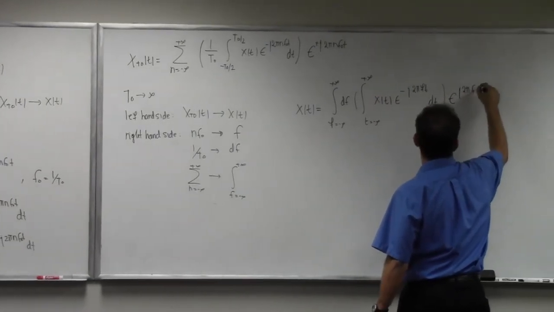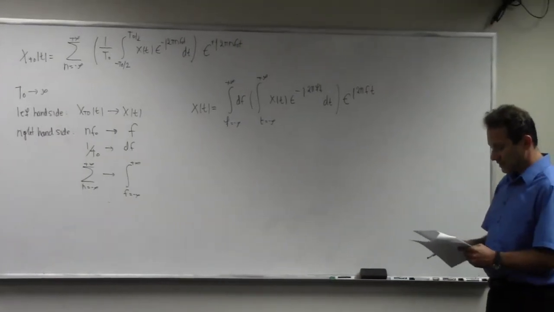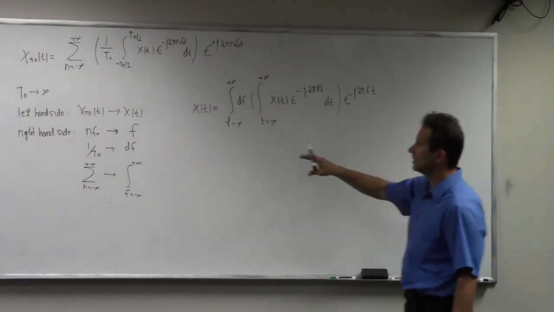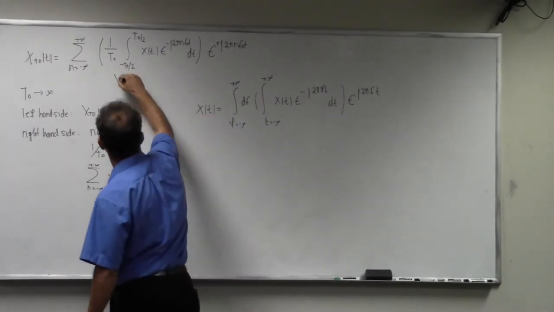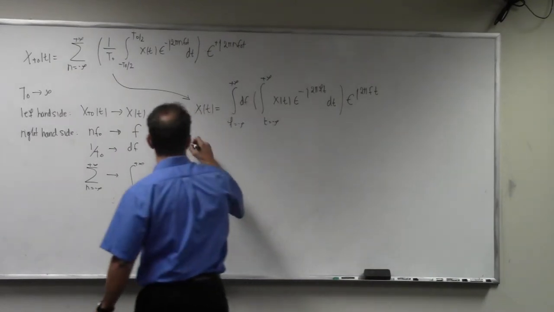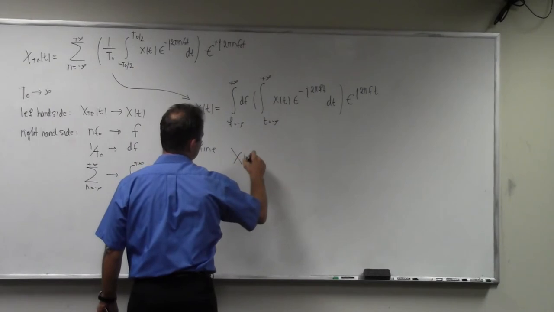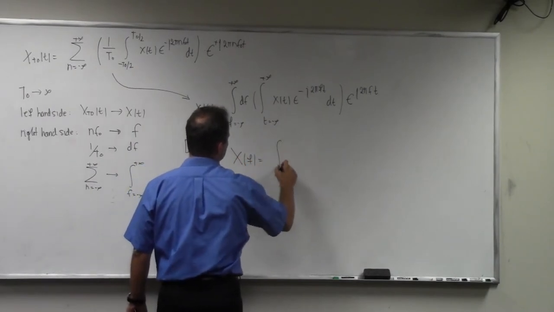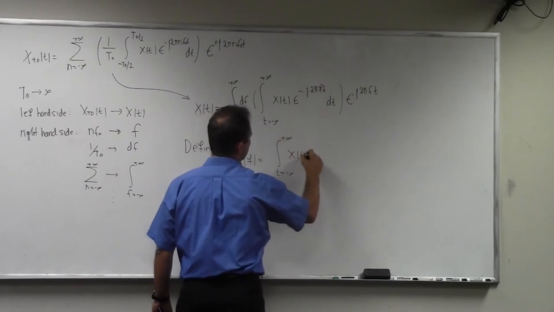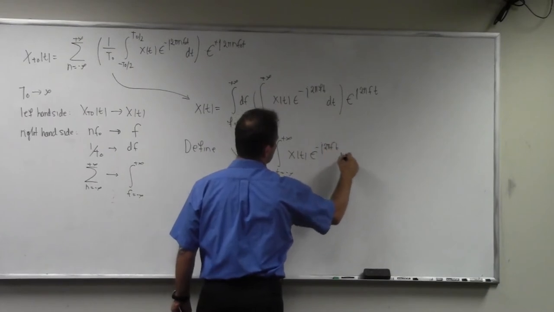e to the j 2 pi ft. So that's where, as t0 goes to infinity, this expression here morphs into this one. And we now define X of f as integral when t goes from minus infinity to plus infinity, x of t, e to the minus j 2 pi ft dt.